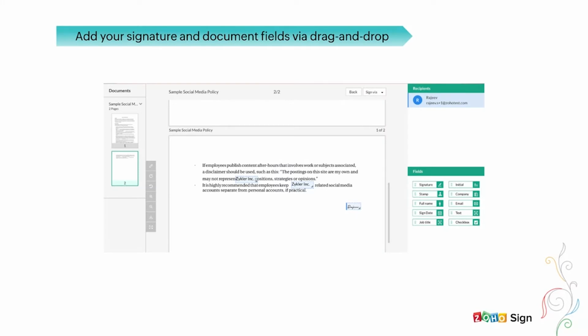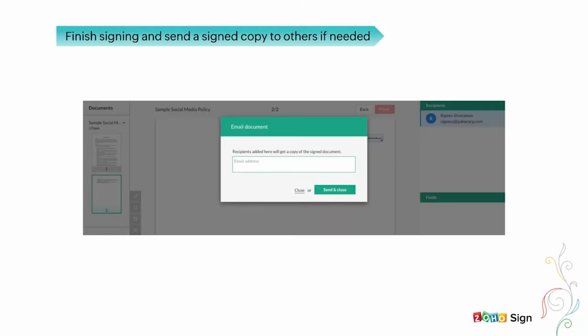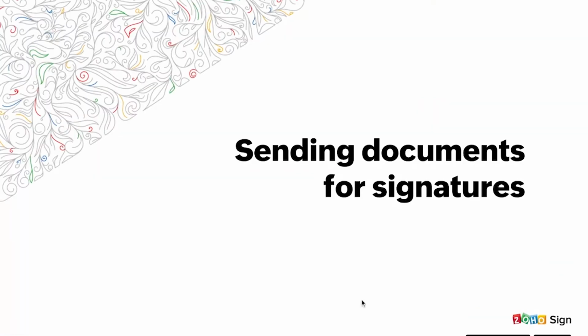You can see the document in the document viewer and add your signature and other fields of information to it from the bottom right corner just by dragging and dropping them. If you have not done so already, the signature wizard will help you create an electronic signature in your Zoho Sign profile. After you have completed signing the document, you can send a signed copy to a colleague or an associate via email. Now, let's look at how you can send a document out for signature.